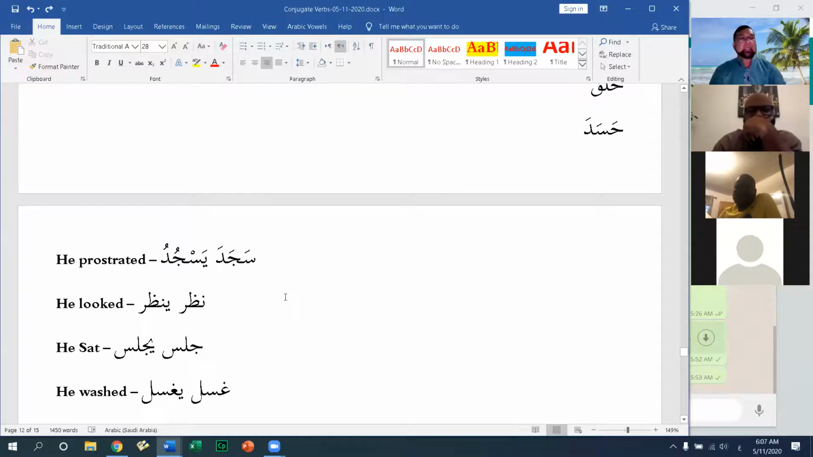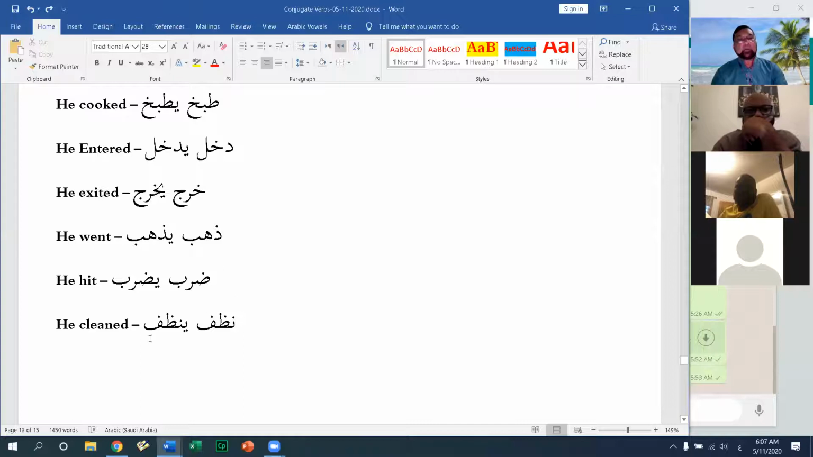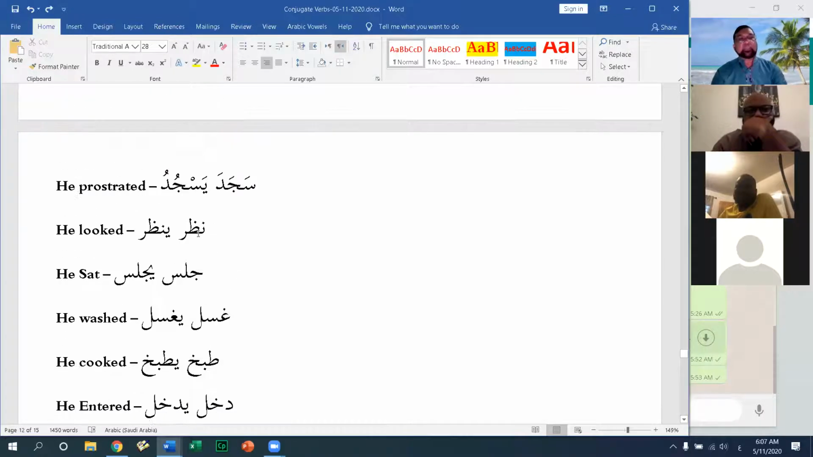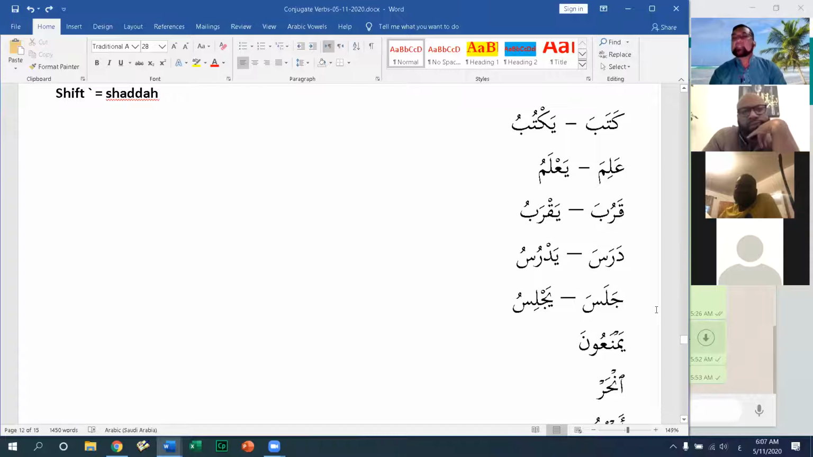And then I added on a few more verbs here. Some of them are probably repeated, but then I wanted to manually do in front of you, putting in the vowel for the ain in the past tense and then the present tense. So let's go back to the starting.